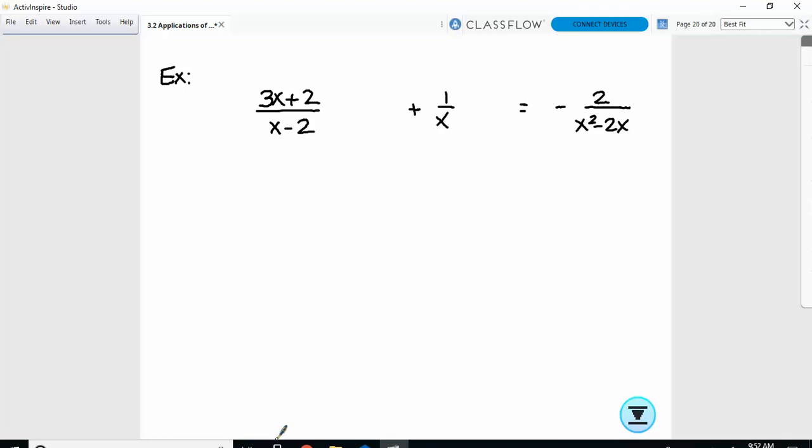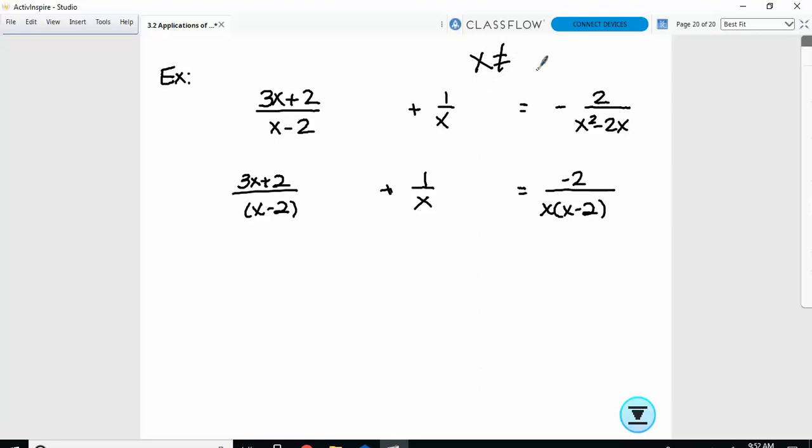What should I do first here? Take out an x. Yeah, we need to factor our denominator first. So this one, we can't do anything. But over here, we could take out an x. So can you tell me what x cannot be in this problem? 0, because of the x on the bottom, and 2. Everybody knows how to get those numbers that x cannot equal?